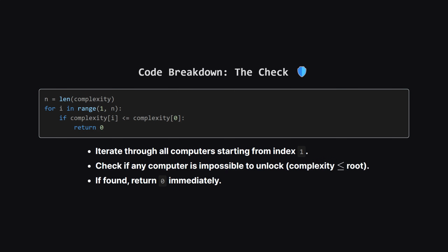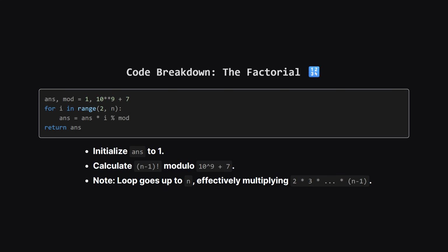First, we get the total number of computers, n equals len of complexity. Then we loop through every computer starting from index 1. Inside the loop, we check our impossible condition. Is the complexity at this index less than or equal to the complexity at index 0? If it is, we know we've hit a dead end. We can never unlock this computer, so valid permutations are 0. We return 0 right away. If we make it past the loop, it means every computer is unlockable.